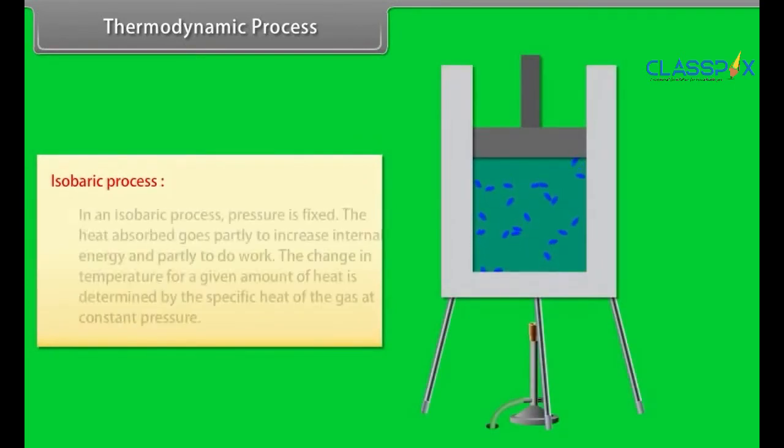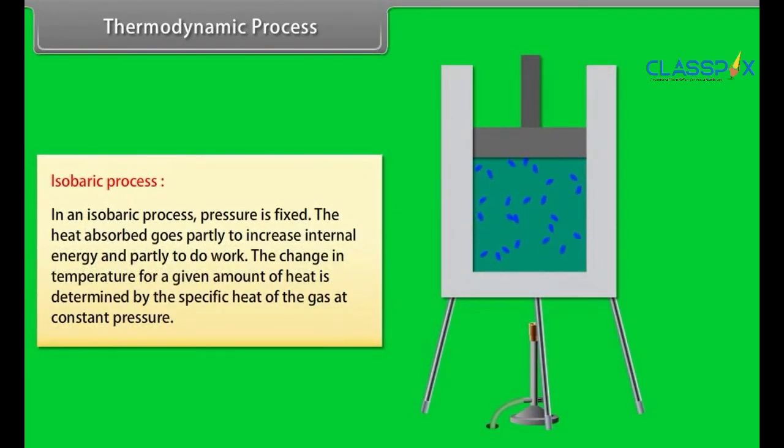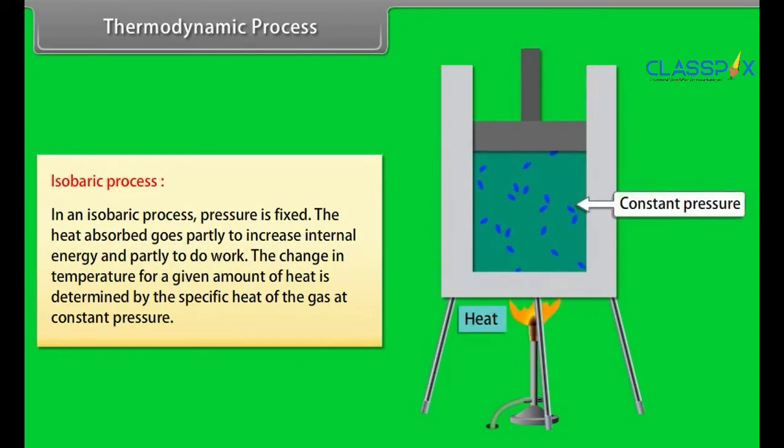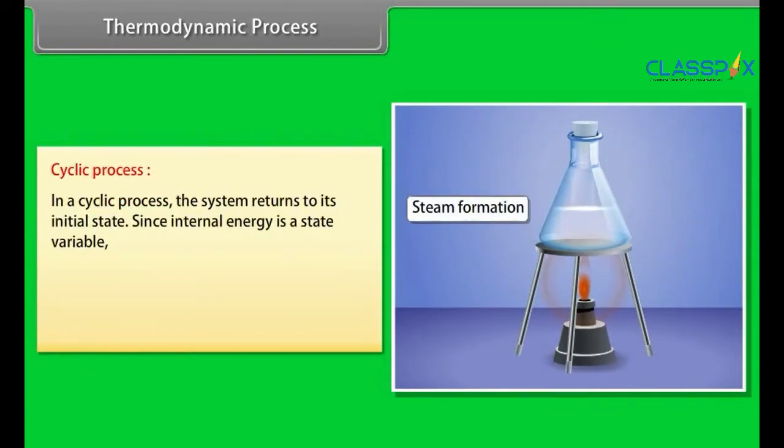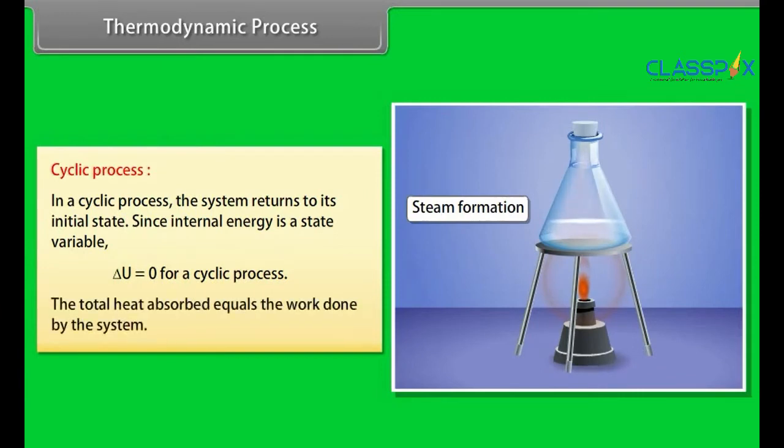Isobaric process. In an isobaric process, pressure is fixed. The heat absorbed goes partly to increase internal energy and partly to do work. The change in temperature for a given amount of heat is determined by the specific heat of the gas at constant pressure. Cyclic process. In a cyclic process, the system returns to its initial state, since internal energy is a state variable. Delta U is equal to 0 for a cyclic process. The total heat absorbed equals the work done by the system.